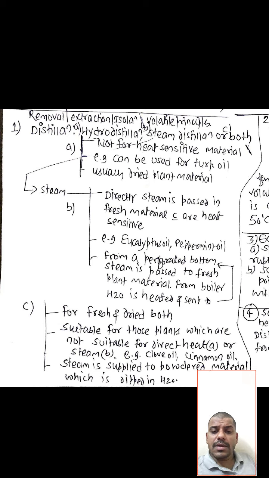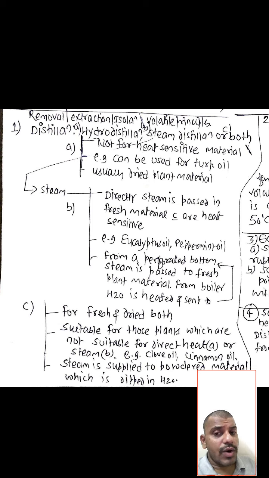In this concluding video for general introduction about volatile oil, we will talk about how to remove volatile oil, how to extract or how to isolate volatile principles or volatile oil from the plant. So basically there are three methods. Number one is distillation using water.